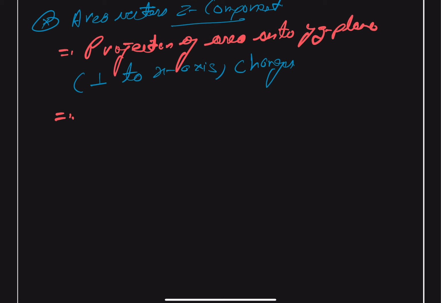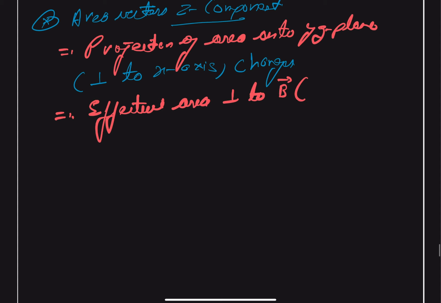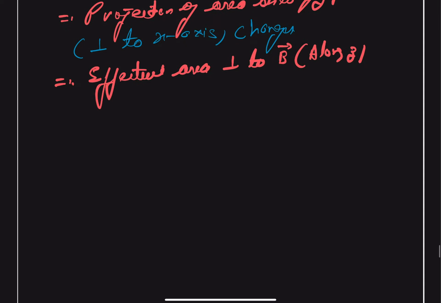So we can say the effective area perpendicular to our magnetic field, which is along the z-axis, we can write this as A of z will be equal to A cos of theta, and we substitute the value of A as well as theta. We can write this as pi AB cos of omega t.